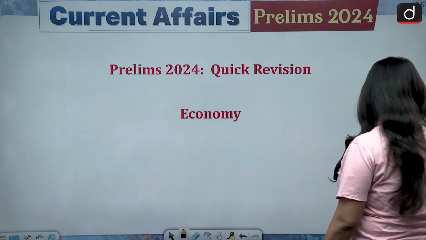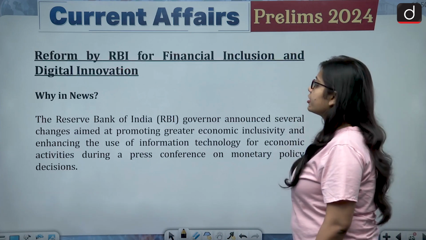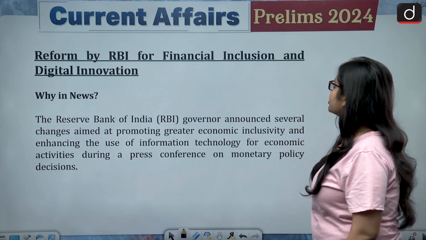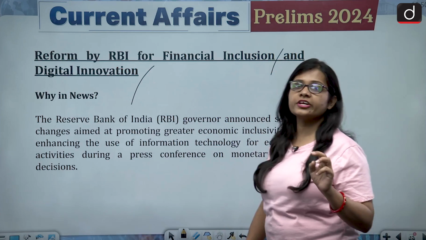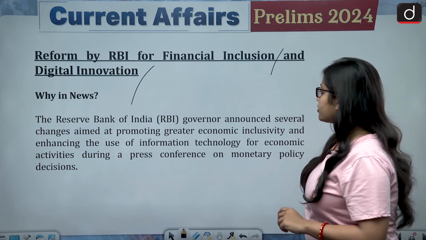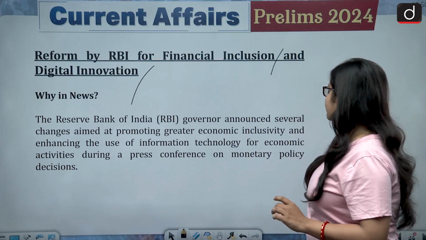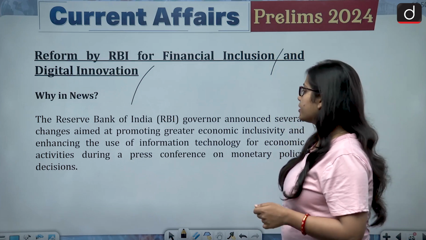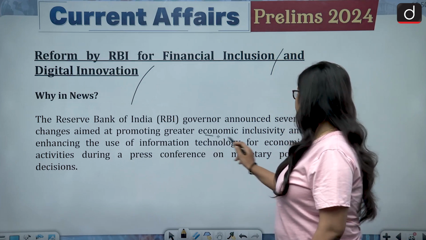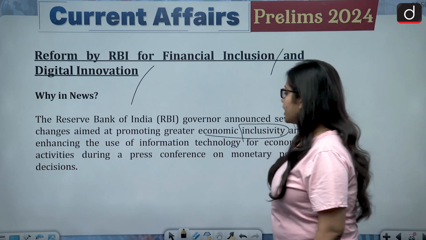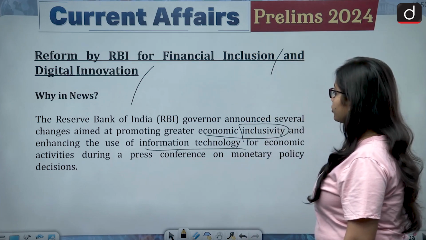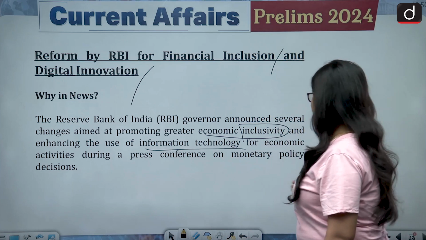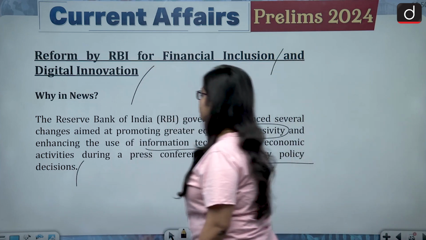So let's begin. The first topic is reform by RBI for financial inclusion and digital innovation. The Reserve Bank of India's governor has announced several changes aimed at promoting greater economic inclusivity and enhancing the use of information technology for economic activities during a press conference on monetary policy decisions.